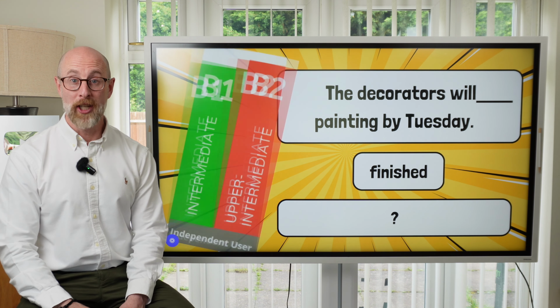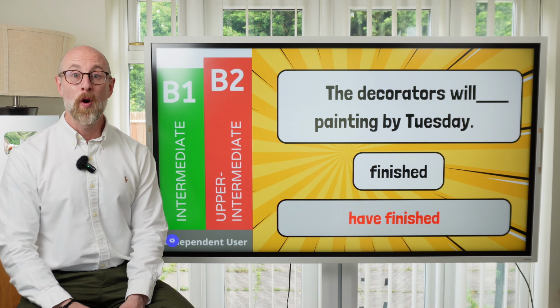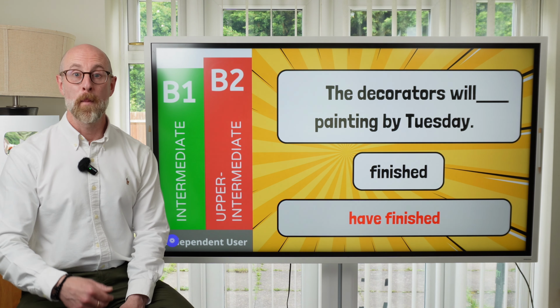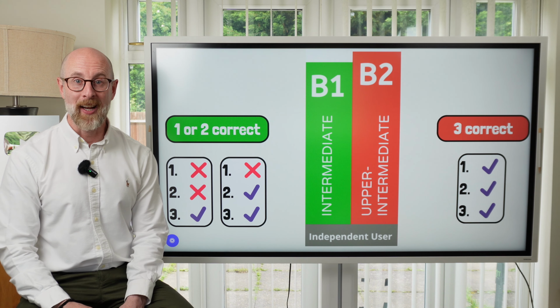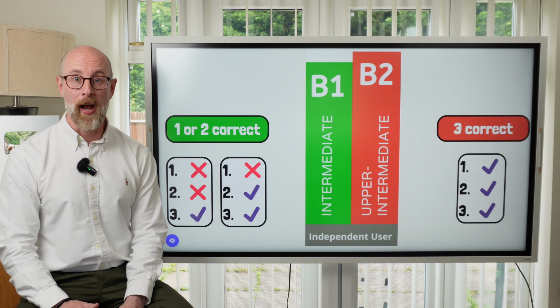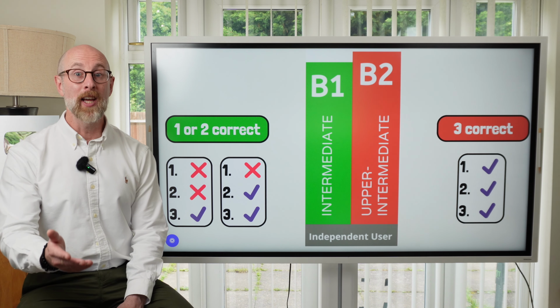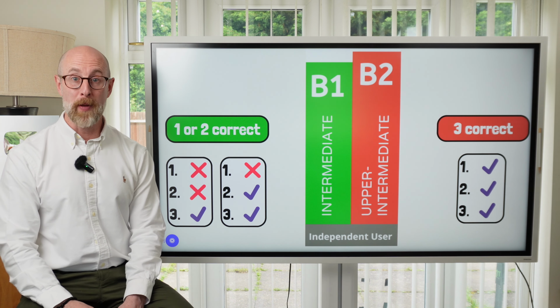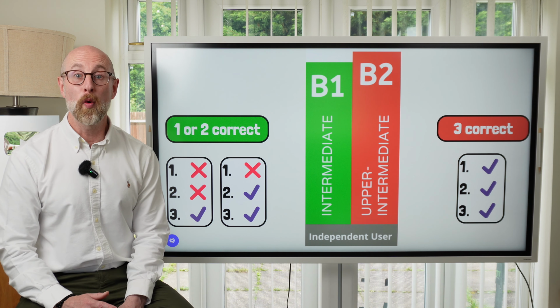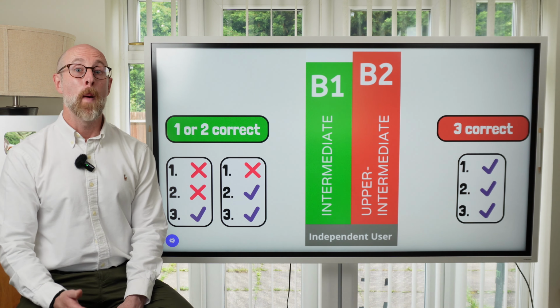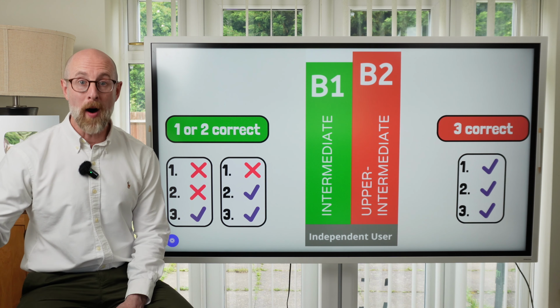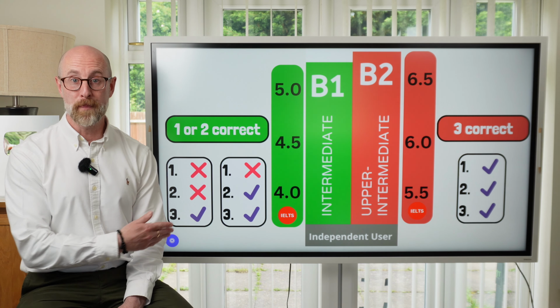Here's the answer. Check. The decorators will have finished painting by Tuesday. Okay, let's check. If you got 1 correct or 2 correct, your grammatical level is most likely at B1. If you got all 3 questions correct, your grammatical level is B2 or above. Here are the IELTS bands.